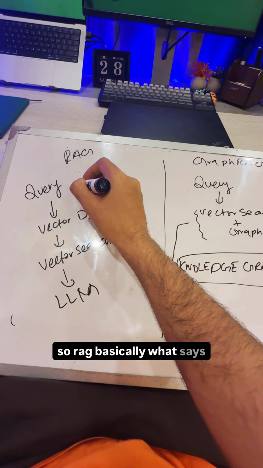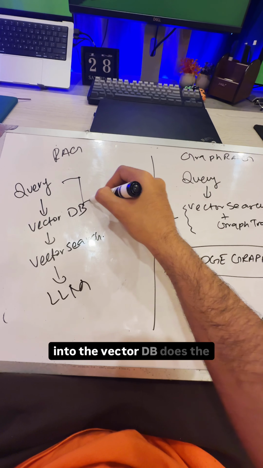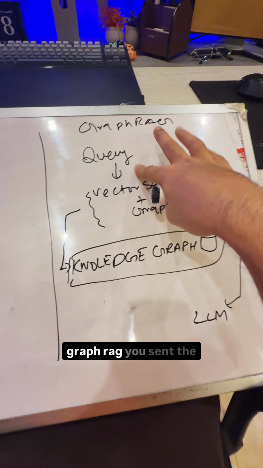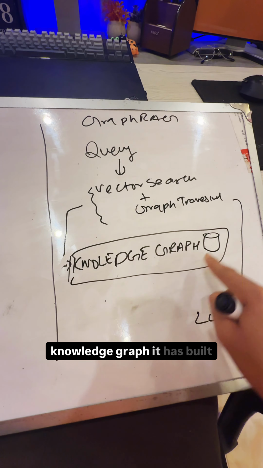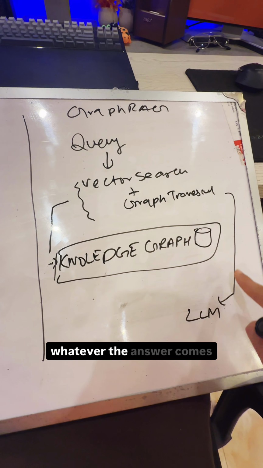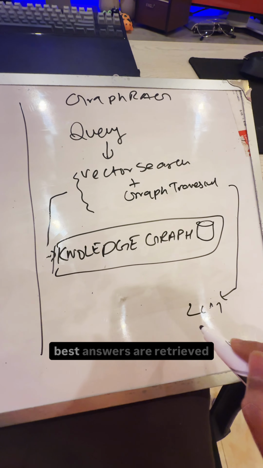RAG basically works like this: you send the query, it goes into the vector DB, and it does the vector search. In GraphRAG, you send the query, and it does the vector search and the graph traversal on the knowledge graph it has built of each document, and then whatever answer comes, it sends that to the LLM. In this way, the best answers are retrieved.